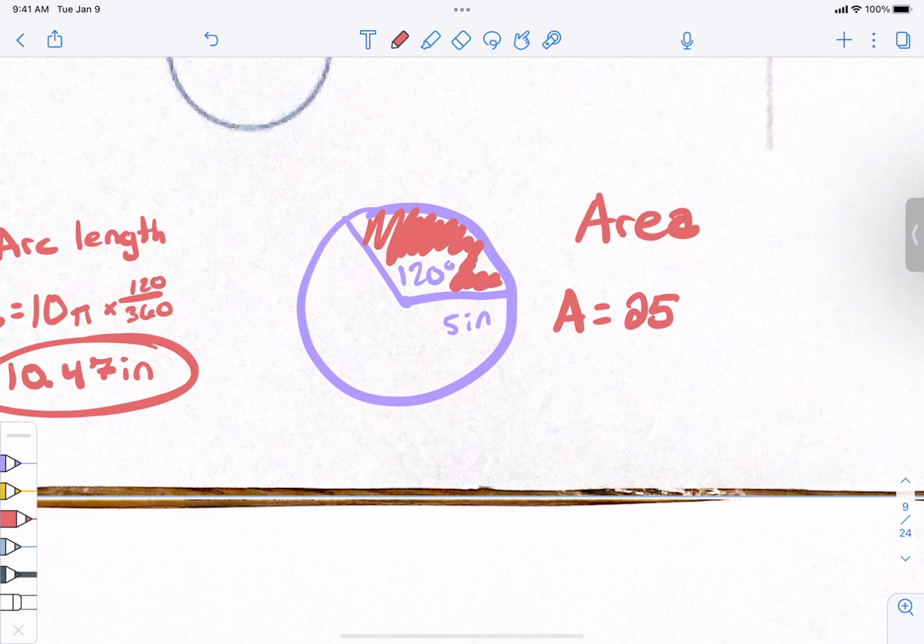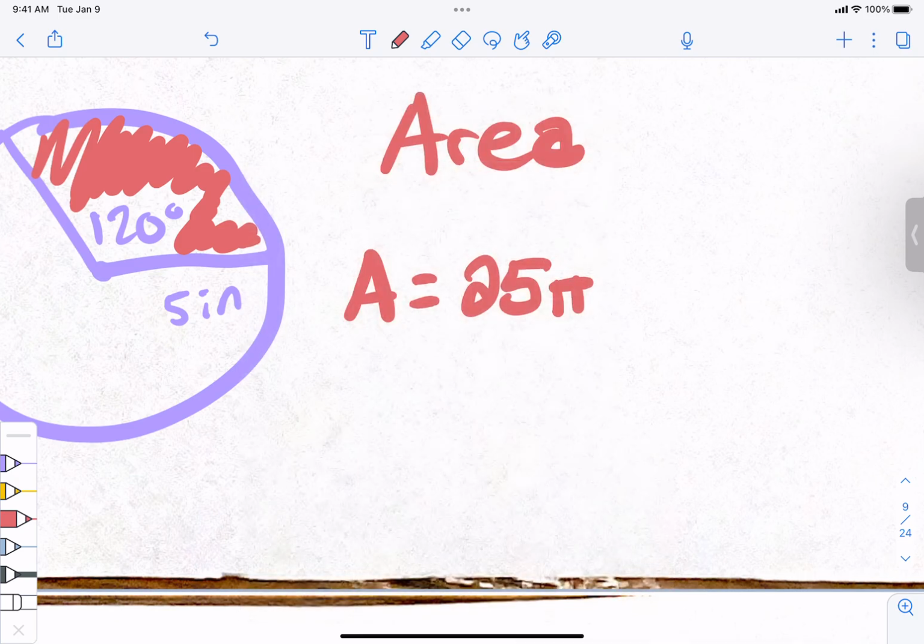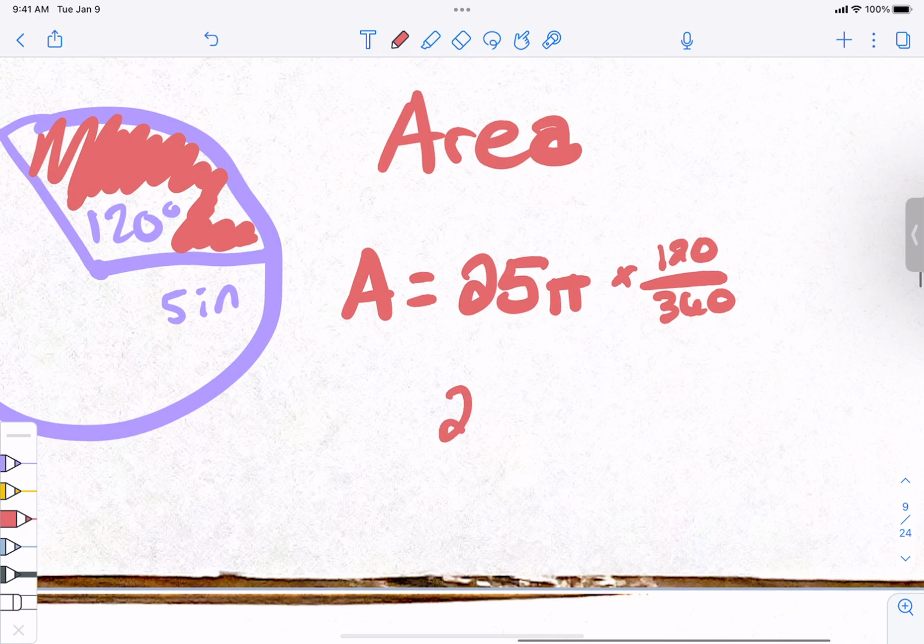So the whole area would be 25 pi, yeah? Like that's whatever it comes out to be, right? 25 pi. But I don't want the whole area. I just want the sector. I just want 120 degrees of it, right? Out of 360. So you take 25 pi times 120 out of 360. You get 26.2.